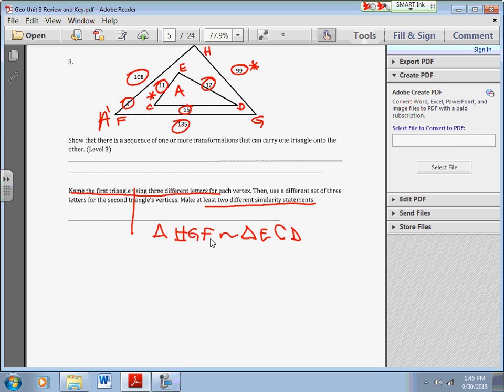So that's all we have to do for that. That's one way to write it. You could write it another way. Instead of HGF, you could have done GFH. Notice I changed the order here. If I change the order here, I have to change it on the other one too. What do you think the other order would be over here then? It would be CDE.